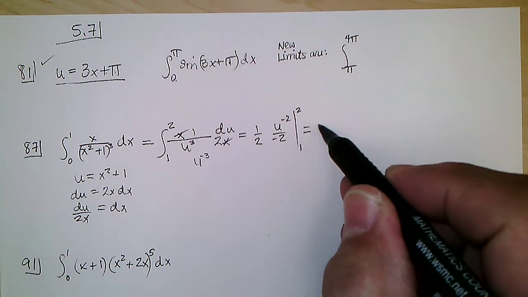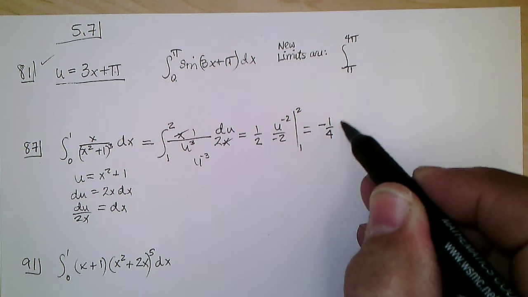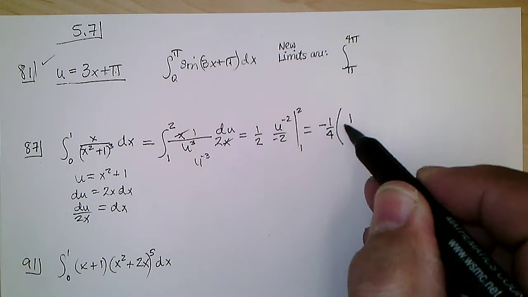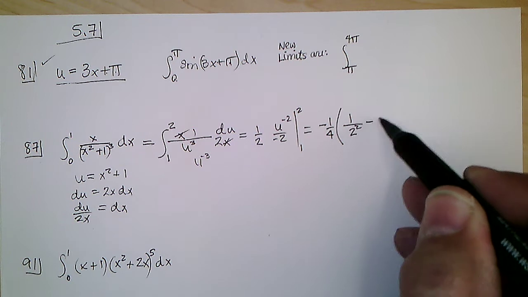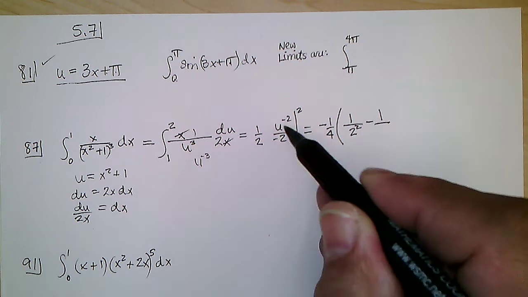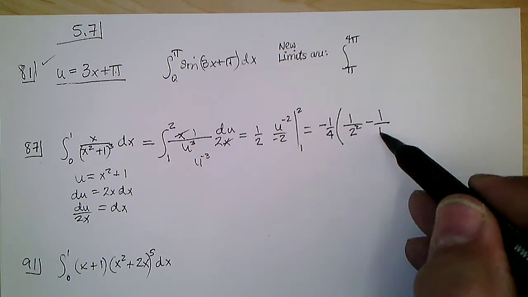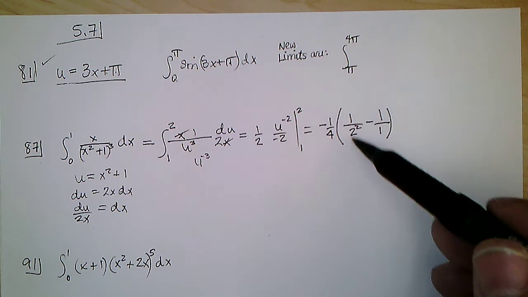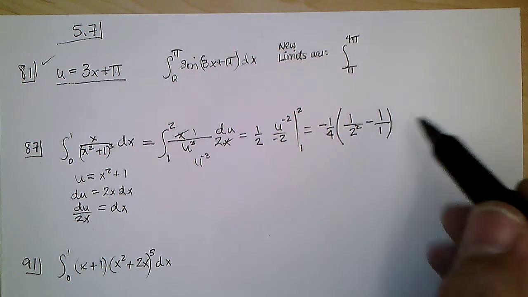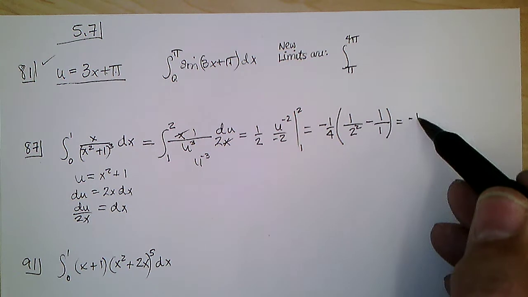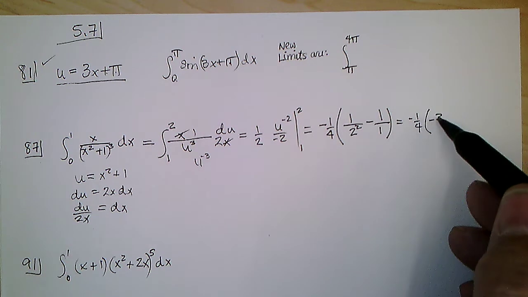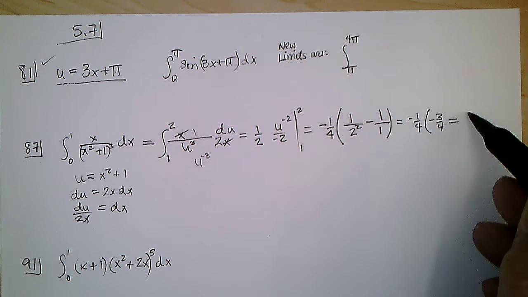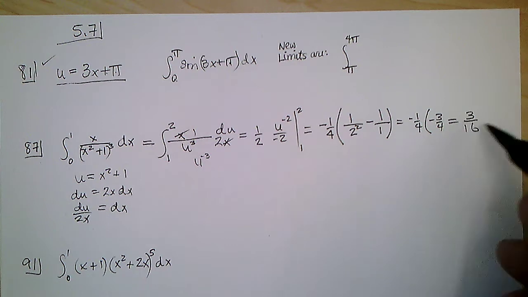So we got minus 1/4 times 1 over u squared with a 2 in, minus 1 over u squared with a 1. So that's 1/4 minus 1, which is negative 3/4, times 1/4, which is 3/16.